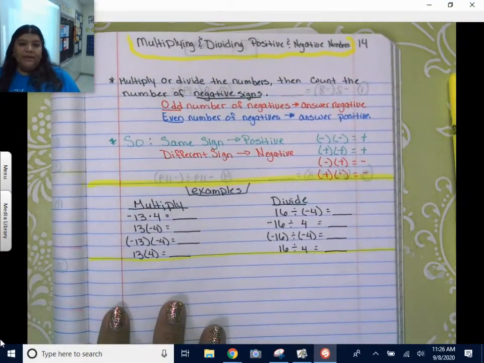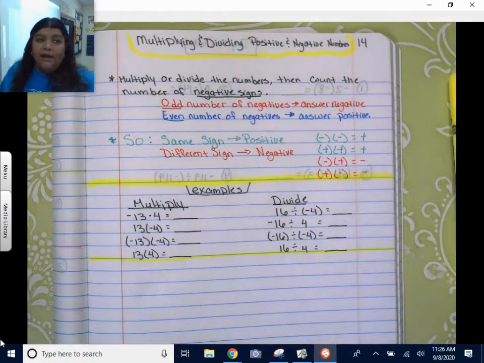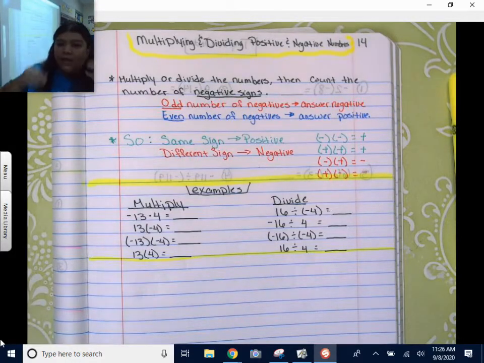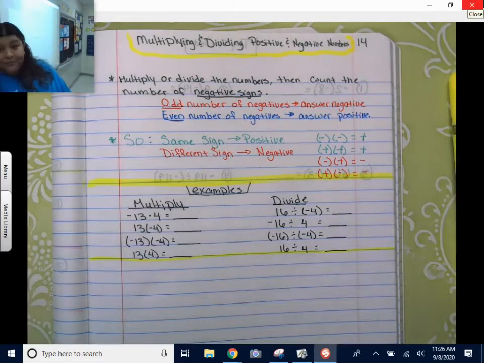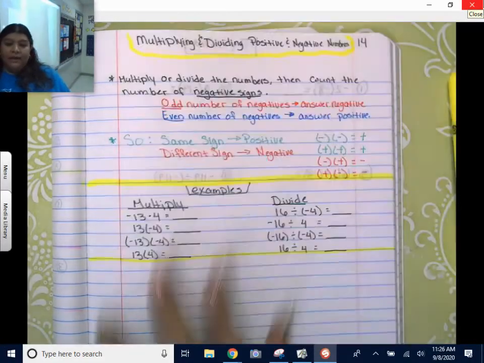Multiplying and dividing positive and negative numbers. I combine these two because they use the exact same rule, and the rule is super easy. It's a lot easier than subtracting positives and negatives. So go ahead and press pause and copy your notes down.